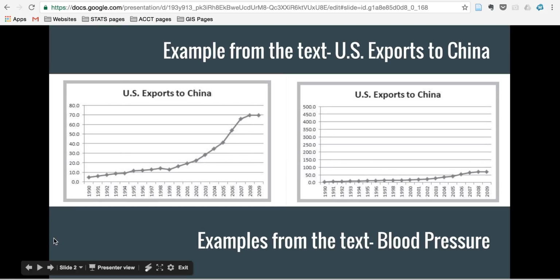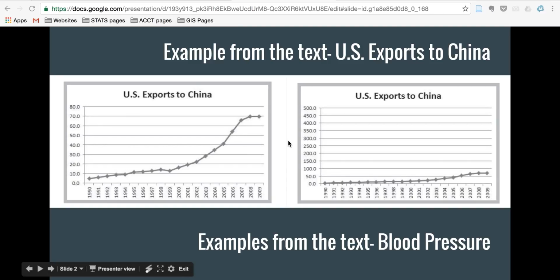and as you see here, because of the change in scale, and if you can notice that this one goes from 0 to 80 and this one is 0 to 500 along the y-axis, the trends look significantly different between the two.